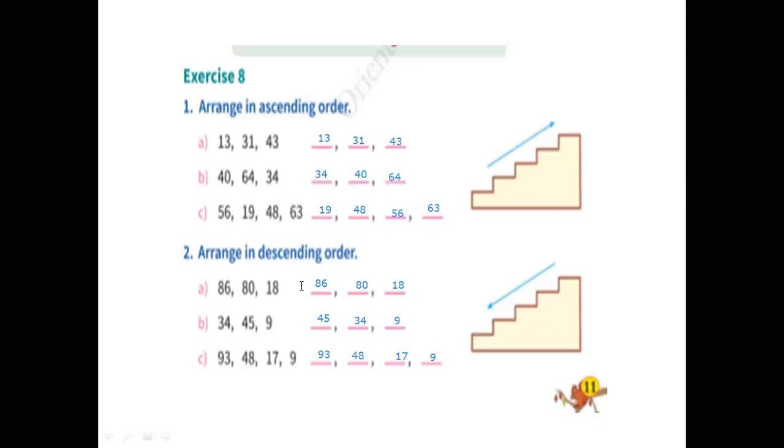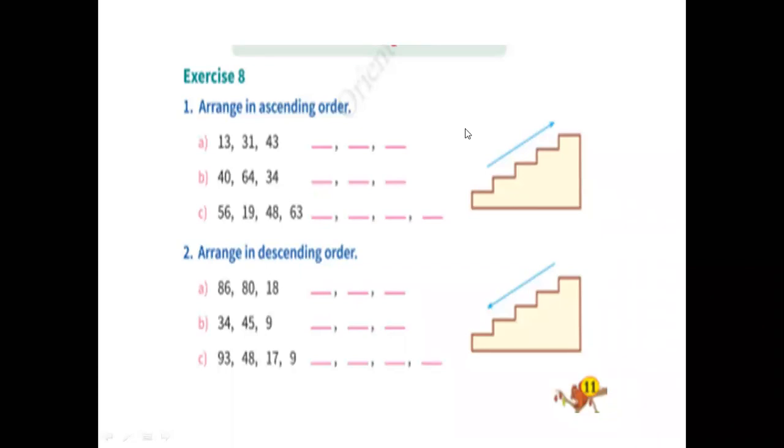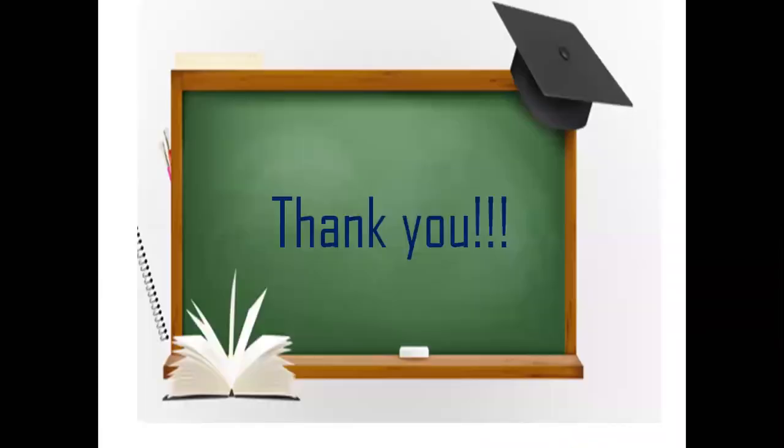Okay. So over descending order also you know now. Ascending means what? Small to big. Smallest number to biggest number. Descending order means biggest number to smallest number. Ascending means smallest to biggest. Descending means biggest to smallest. Okay. I hope all understood how to arrange ascending order and descending order and comparing the numbers.